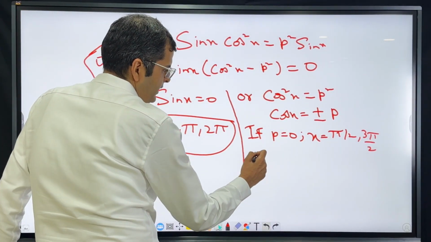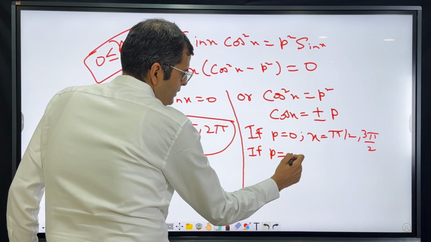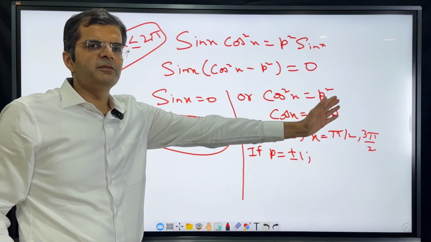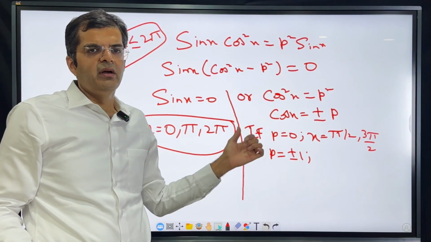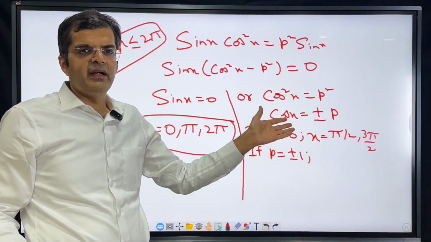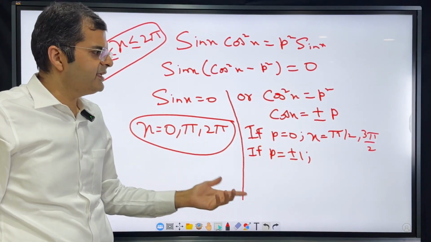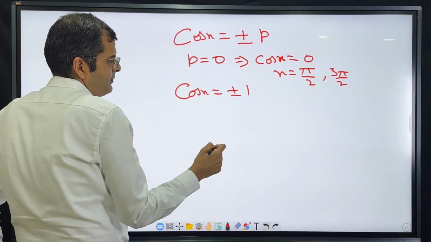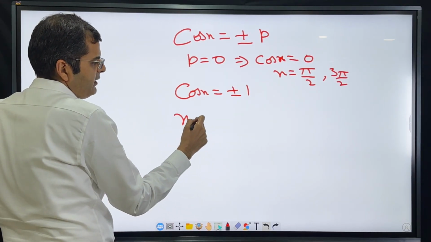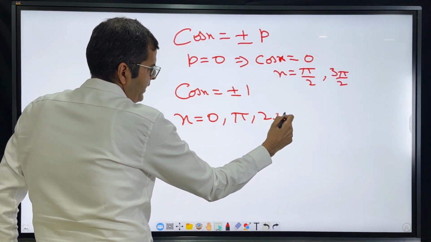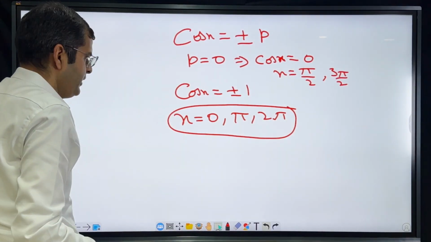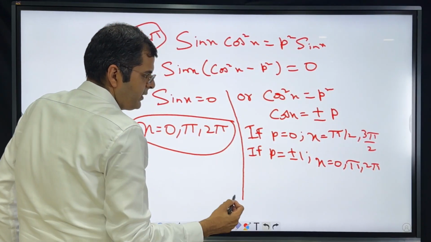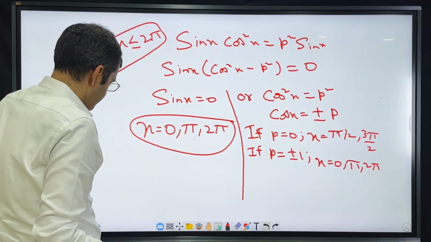Now if p is equal to plus or minus 1, let's say p is 1, so cos x is plus 1. If p is minus 1 and cos x is p, then cos x is minus 1. So that is also possible. If cos x is equal to plus minus 1, then what possibilities do I have? X can be 0, pi or 2 pi. So from here, I get x can be 0, pi or 2 pi. Now p is 0 and p is plus minus 1 are done.